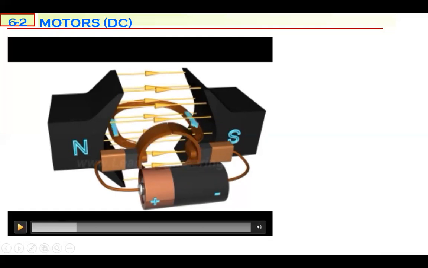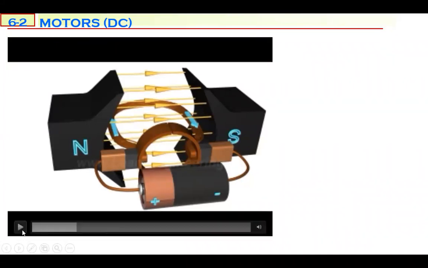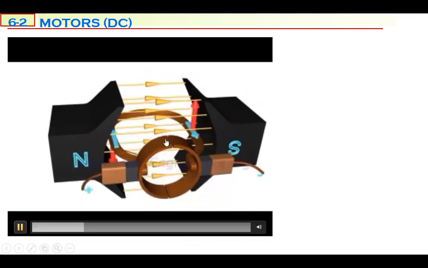So when electric current is flowing in the coil, according to the right-hand rule, if you look at the direction of the magnetic field of the coil, it will be down, which is perpendicular to the external magnetic field. So this loop will start rotating. According to the Lorentz law, the coil will start to rotate.